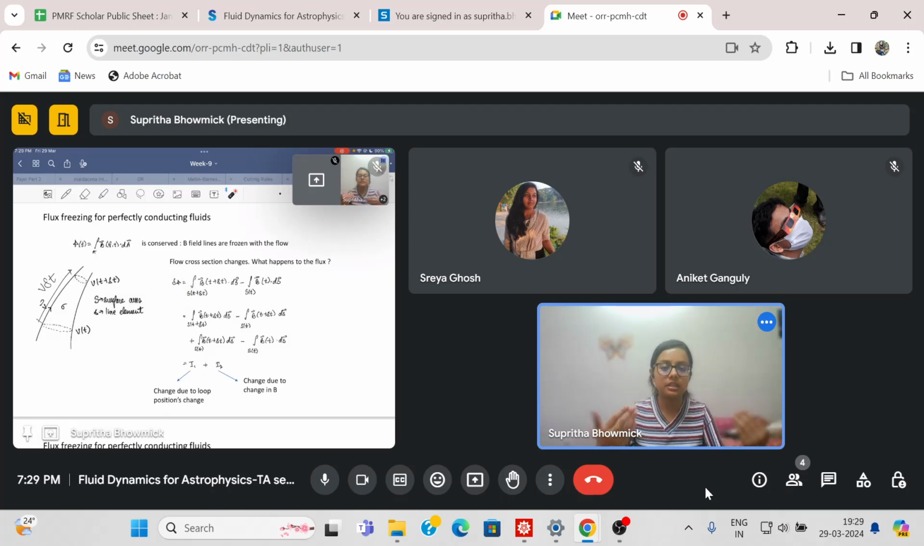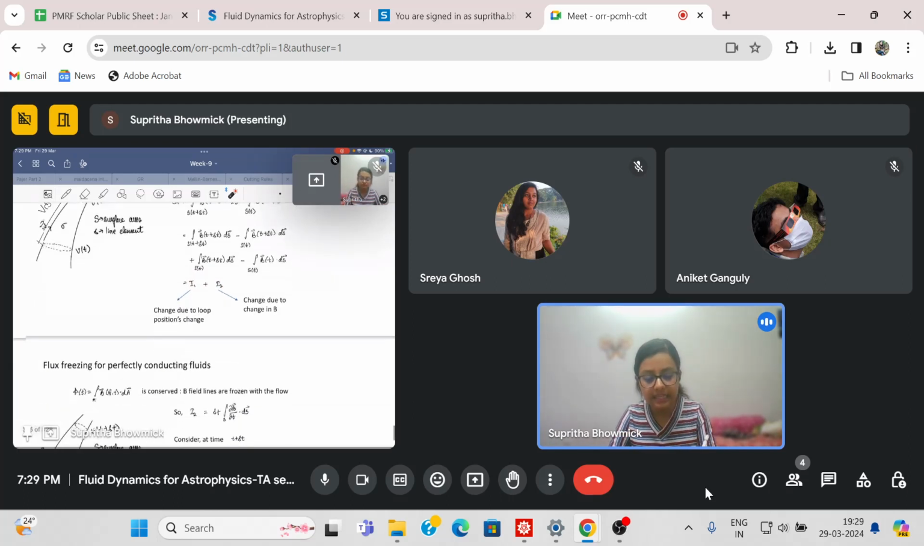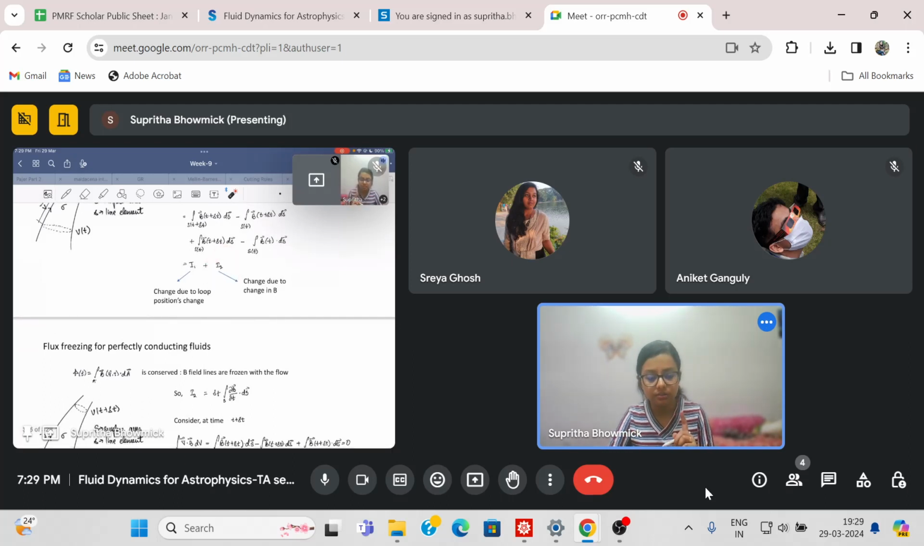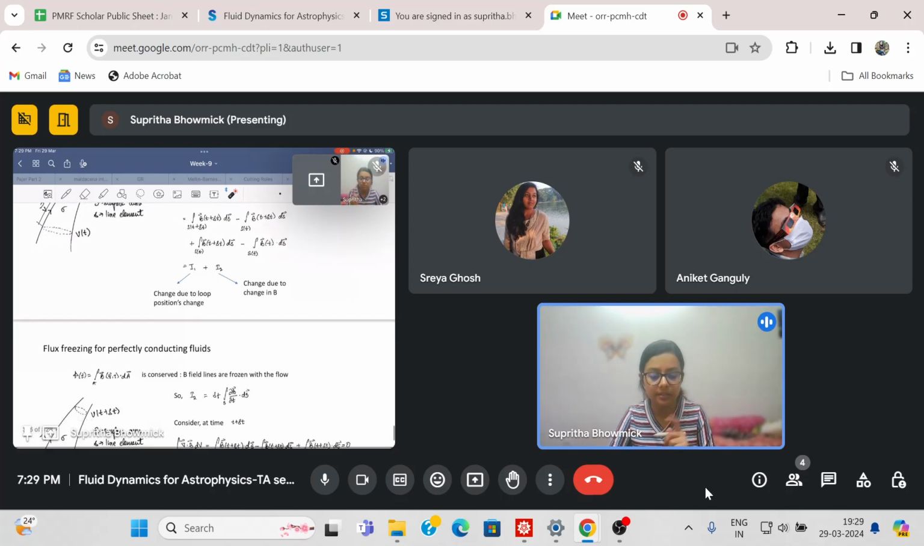Flux is B dot dS. There will be change in the magnetic field as well as change in the surface area in the cross section through which the flow goes. Right? There are changes in both. What we have done is we have managed to separate these two contributions into I1 and I2. Okay? Now, since I2 is a change in flux due to change in magnetic field, what does that mean? That means it's simply this term, right?